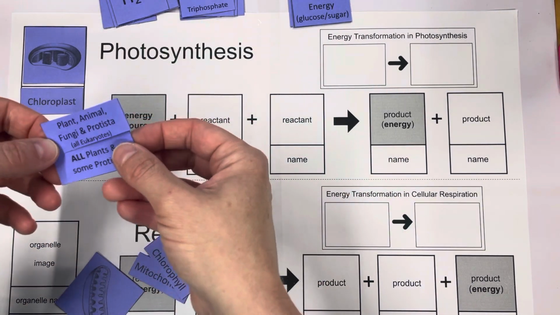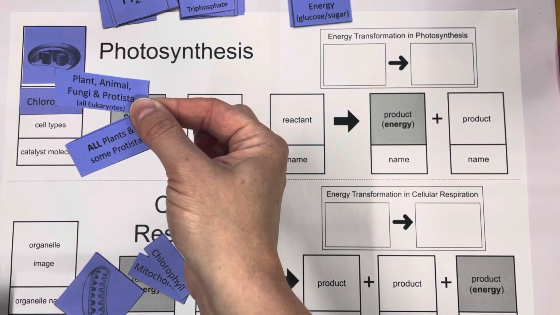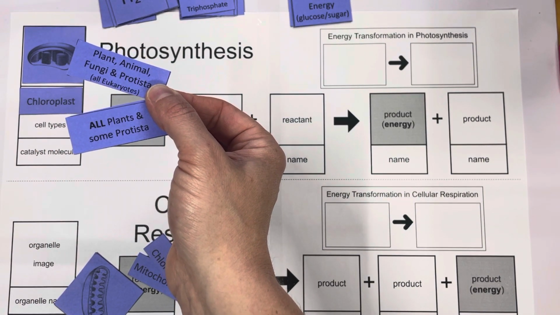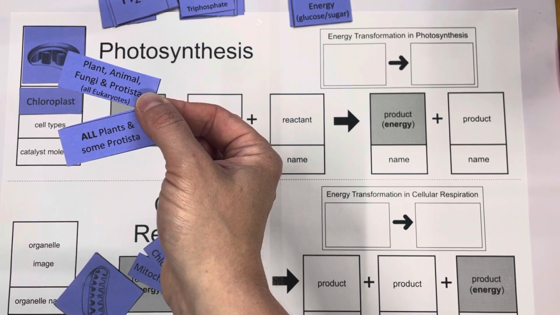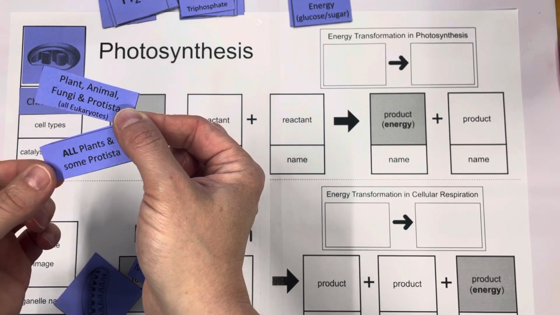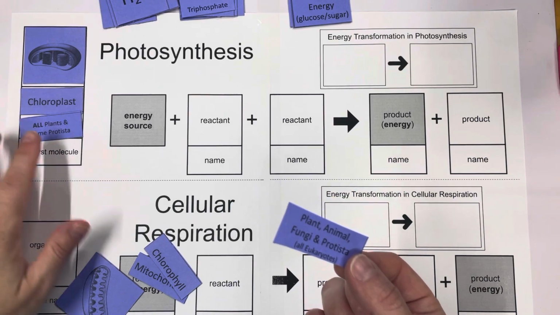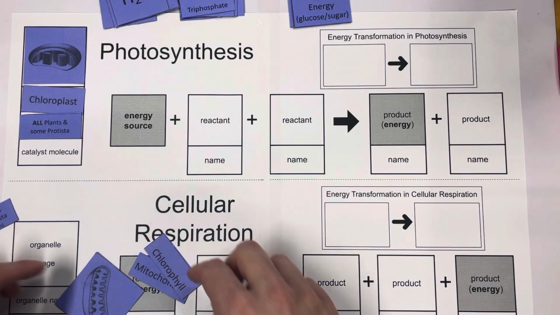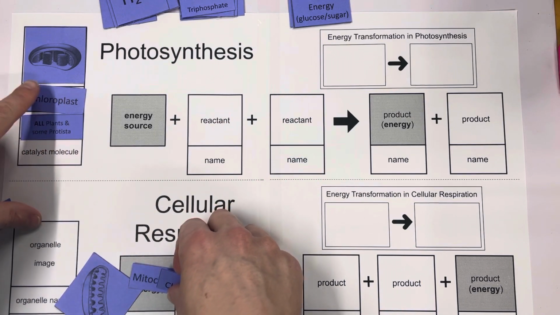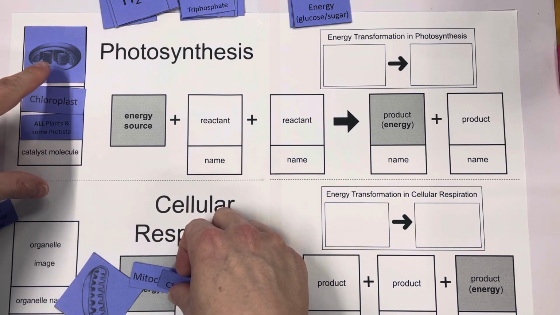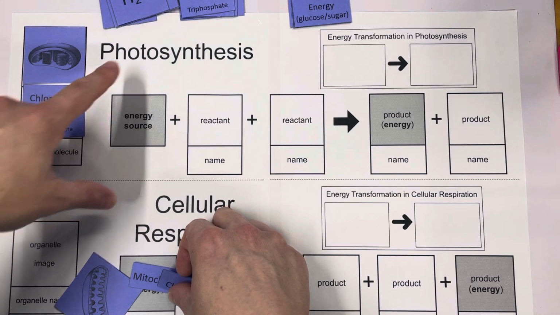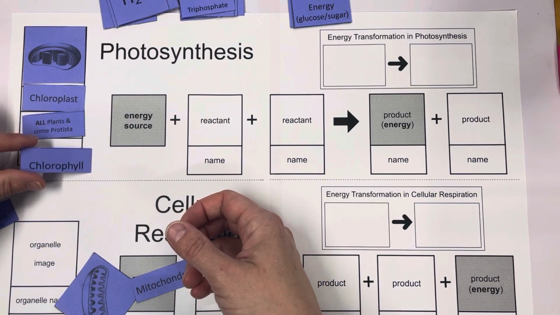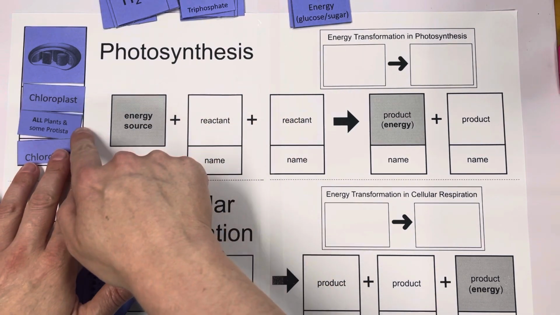What types of cells are we going to find chloroplasts in? Animal, plant, fungi, and protista, like all eukaryotes, or just plants and some bacteria, or all plants and some protists? Plants have chloroplasts. There's a few protista, but there's not many. All right, catalyst molecule. What's the molecule inside of the chloroplast that does the photosynthesis? Chlorophyll. Chlorophyll inside the chloroplast does the process of photosynthesis.